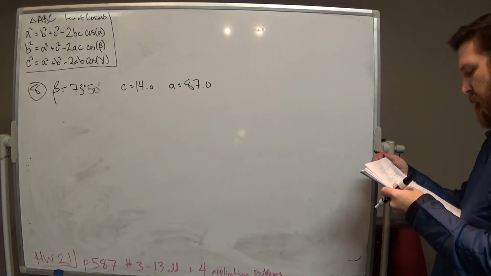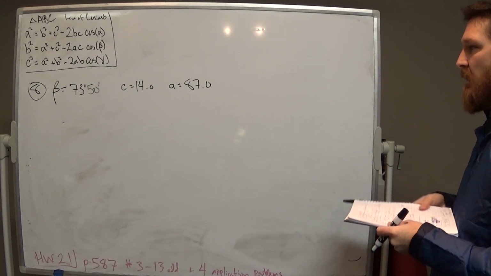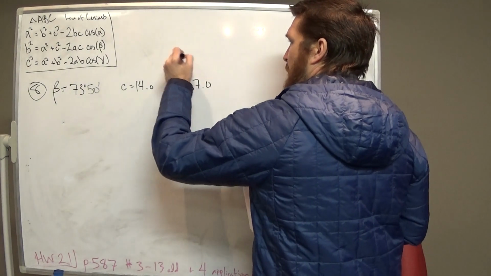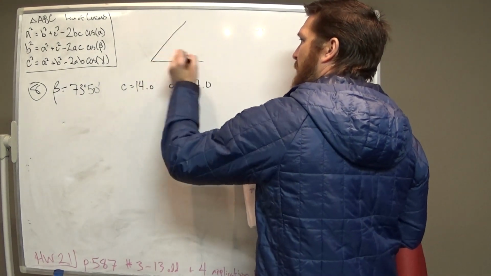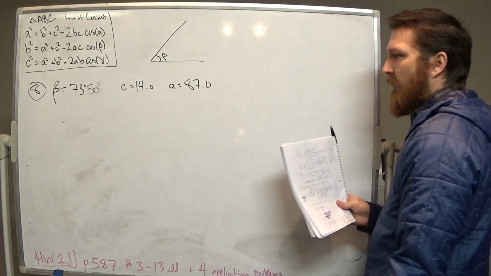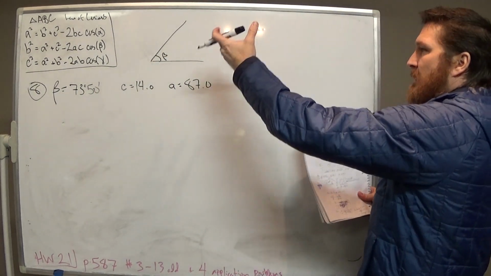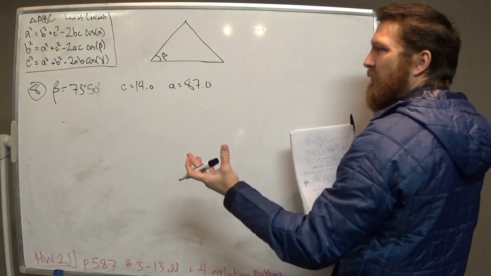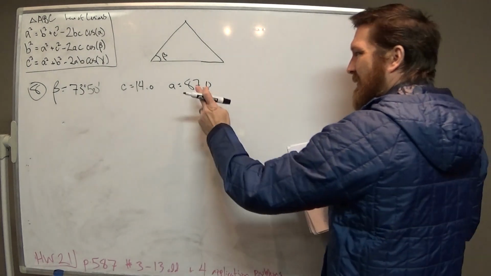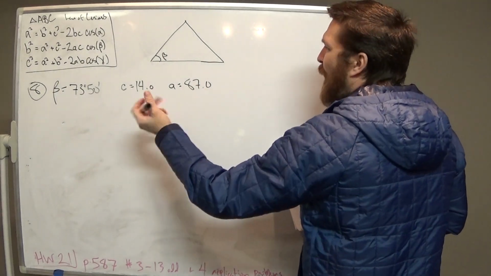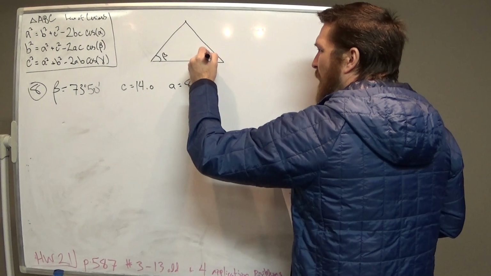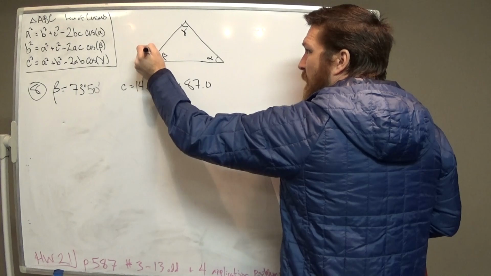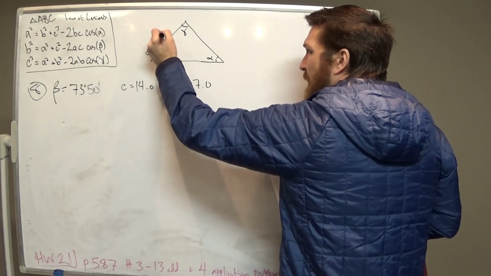So I'm going to start by drawing this guy. And since beta is the one that I've been given, I'm going to put it in standard position here. Okay, here's beta. Like that. There's beta. Now, opposite from beta is b. And obviously I'm not drawing this well because they all look about the same size. This one's way bigger than that one, but whatever, okay? So I'm going to call this alpha. I'm going to call this gamma. It doesn't matter. a is opposite alpha, so I'm going to write a equals 87.0.